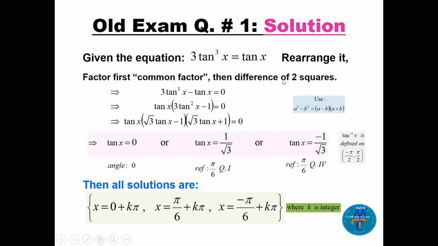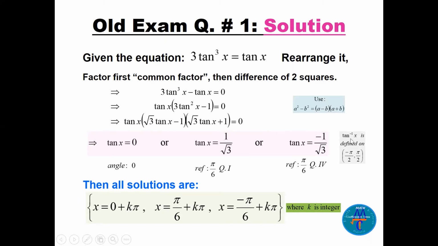Then you can use factoring difference between two squares. So this will be square root of 3 tan of x minus 1, square root of 3 tan of x plus 1, using this nice easy formula from algebra. A squared minus b squared will be a minus b times a plus b. So now we have tan of x is equal to 0, or tan of x is equal to 1 over square root of 3, or tan of x would be minus 1 over square root of 3.